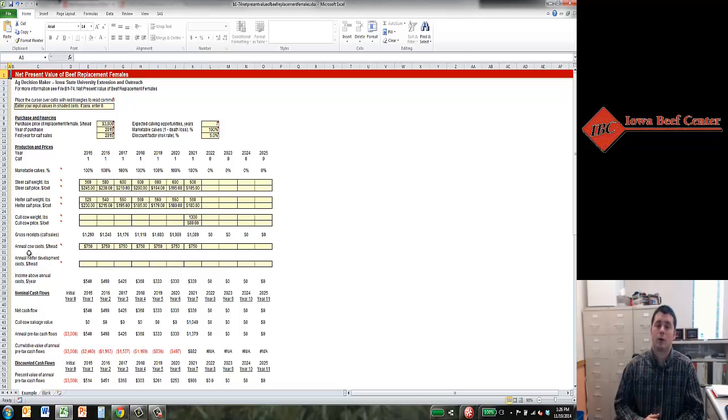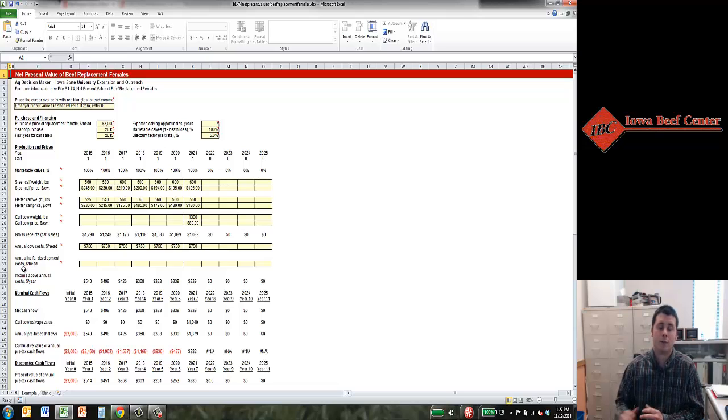Next, we'll have to put an annual cow cost in, and so here I assume a fixed annual cow cost of $750 over the life of this investment. Now again, this is going to range by different operations and could range throughout that 7-year period.